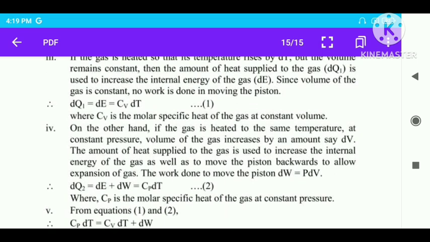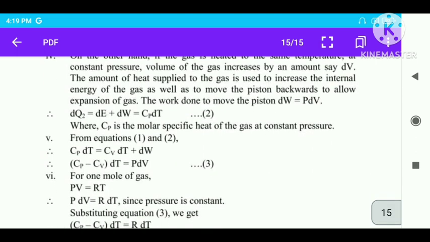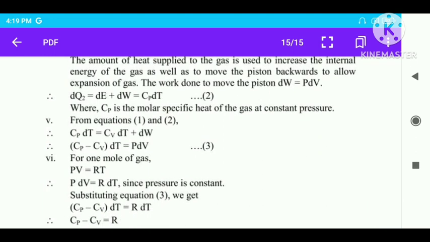Equation first. On the other hand, if the gas is heated to the same temperature at constant pressure, the volume of the gas increases by an amount say dV, and the amount of heat supplied to the gas is used to increase the internal energy of the gas as well as to move the piston backward to allow the expansion of the gas. The work done to move the piston, dW, is equal to pdV. Second equation. Third equation: Cp minus Cv is equal to dW by dT, equal to pdV.